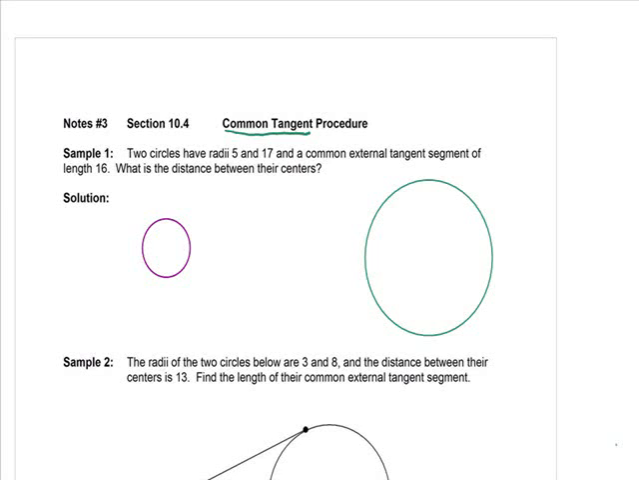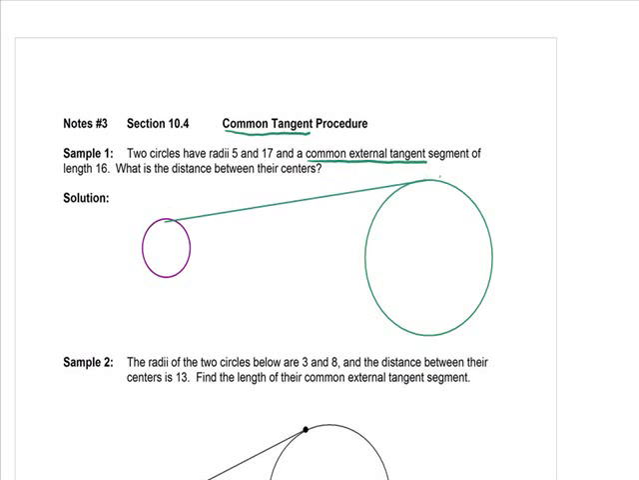On page 21, you need to draw 2 circles. And I'm going to hold off on filling in the radii of 5 and 17 just for a moment. Let's go ahead and draw in the common external tangent first. Use the edge of your geometer to draw a nice straight line. We're drawing a tangent segment between the 2 circles.